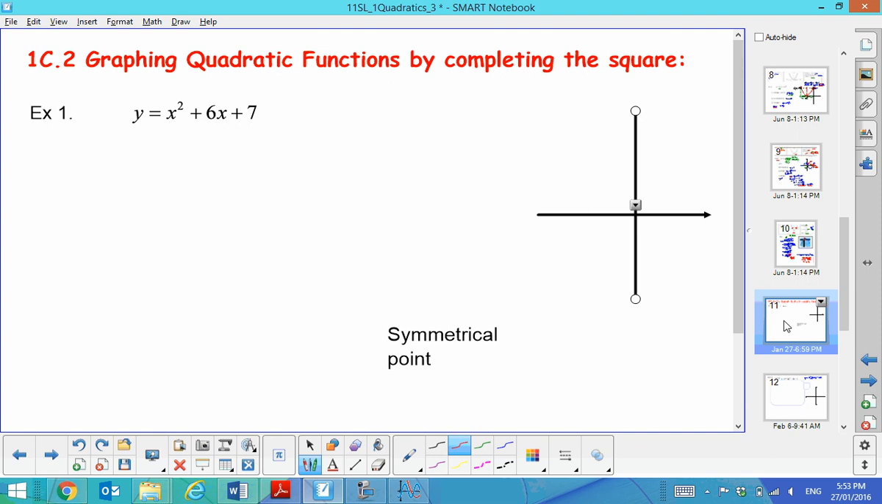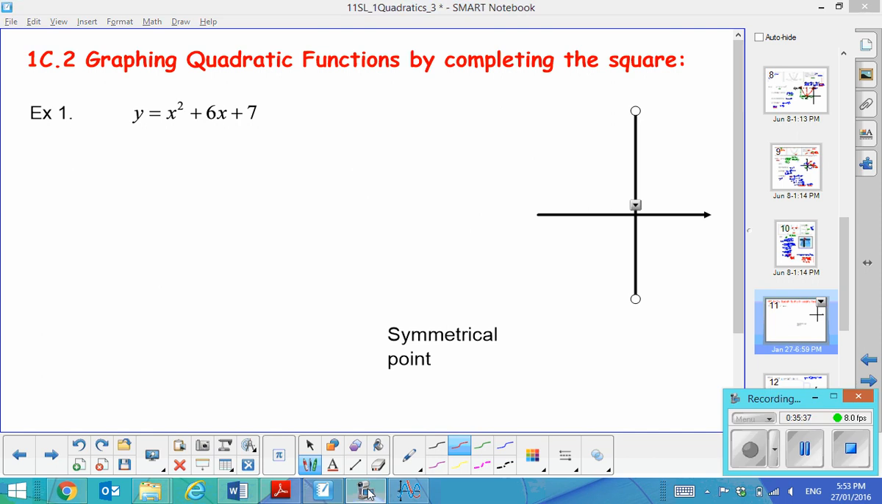In C.2, so that was all C.1, so that's a massive amount. In C.2, we look at graphing quadratic equations by completing the square. All right, you're doing really well. This is a massive topic, but it's a big part, and quadratics will come up often in lots of different areas, so if you can get a good understanding of it, it's really important. So, graphing quadratic equations by completing the square.